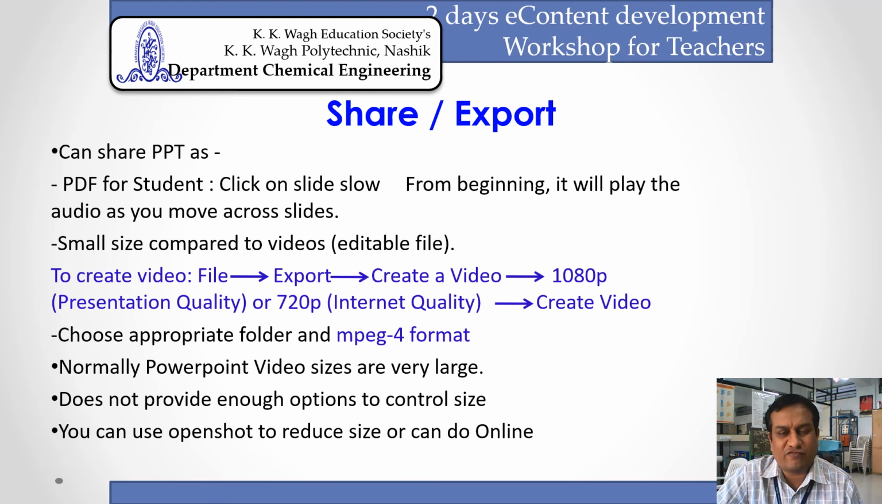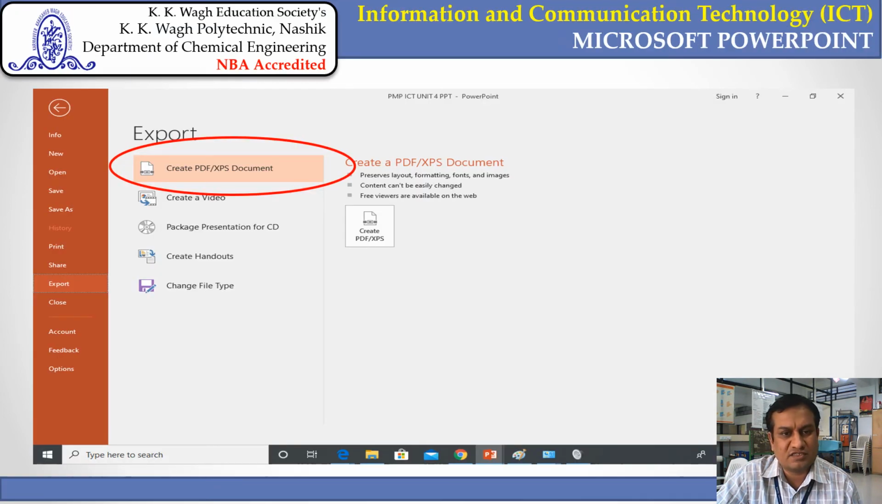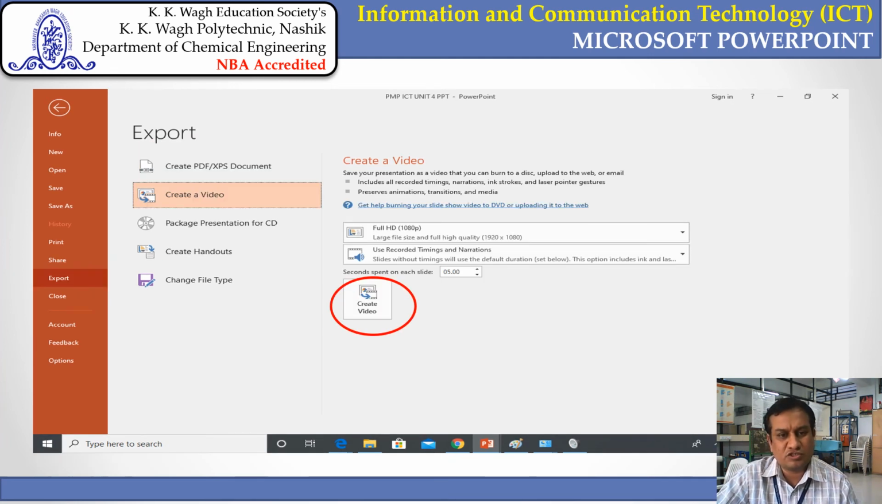can go to the file option, under that export, and in the export, the create video option is there, and you can choose your pixel size, that may be 720 or 1080, and then you can create a video in MPEG-4. So let us learn how to do that. So this is the option where under this file, the export option is there. So under this export option, create PDF or XPS documents are also there, and here the create video option is also there, right? So you can choose this create video or create PDF.